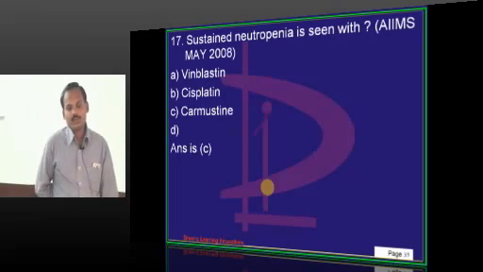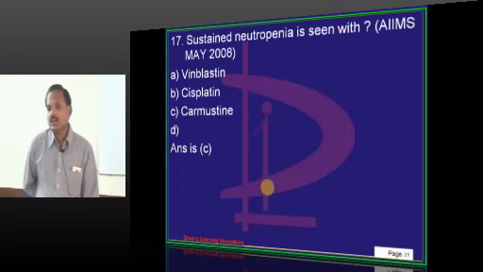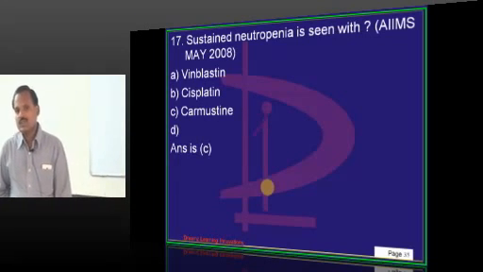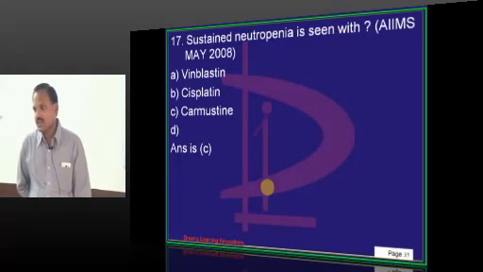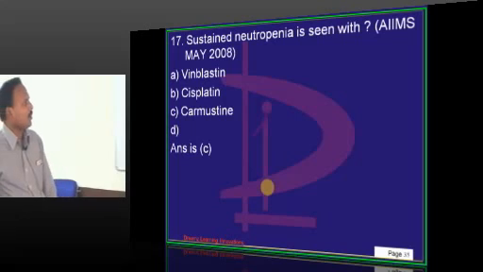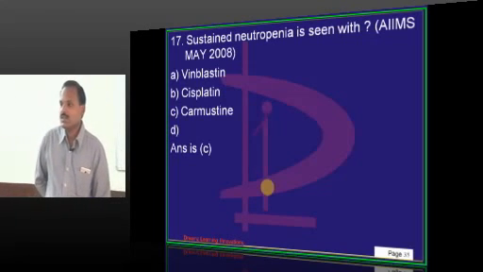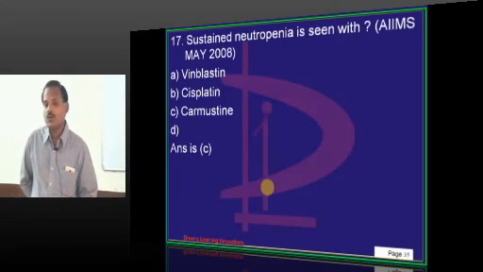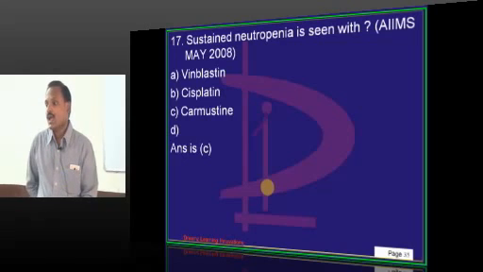Carmustine is a nitrosourea. Lomustine, semustine, carmustine, they are called nitrosoureas. This is very typical, prolonged neutropenia. Why do carmustine, semustine, lomustine produce prolonged neutropenia? There is a reason for this. Carmustine, semustine, lomustine, they are nitrosoureas.